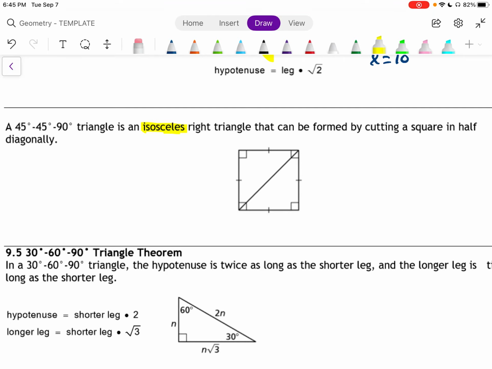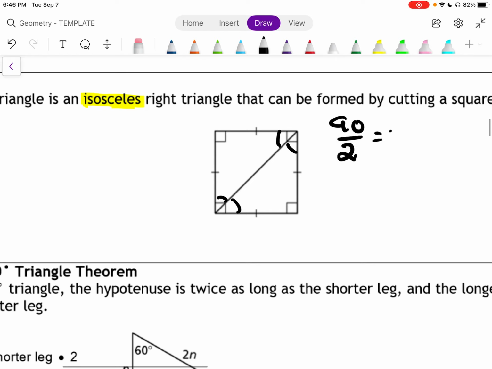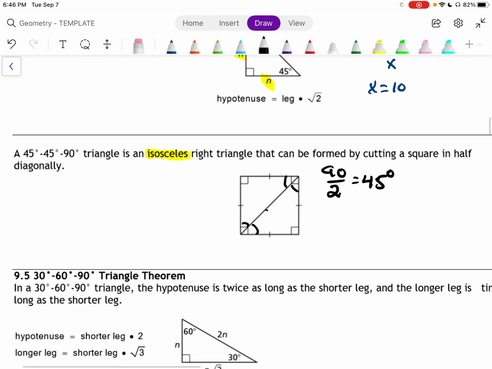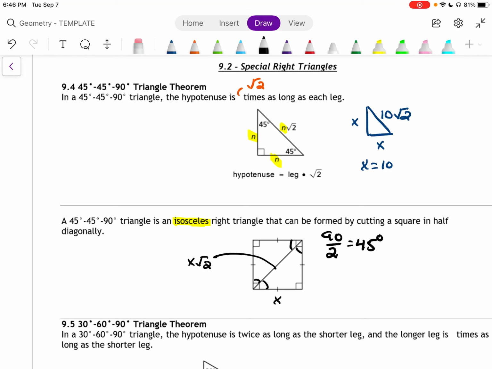We have an angle bisector here, and what that does is it cuts each of these evenly. It divides them in half, so 90 divided by 2 gives us 45. And then you could also use the theorem that we listed right above to find that this is always x root 2. That can be useful sometimes with squares. It's not just a triangle, you find the triangle hidden inside the square. All right, again, that is 45, 45, 90.